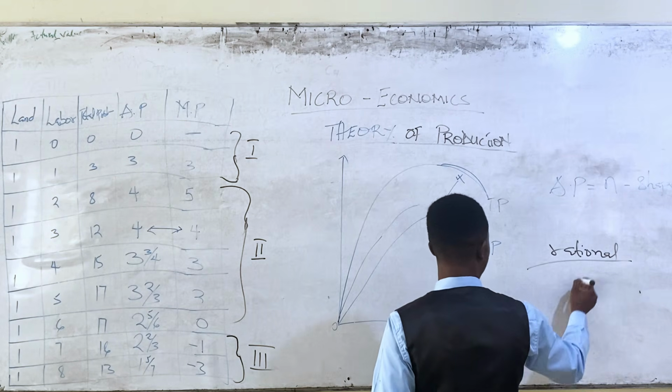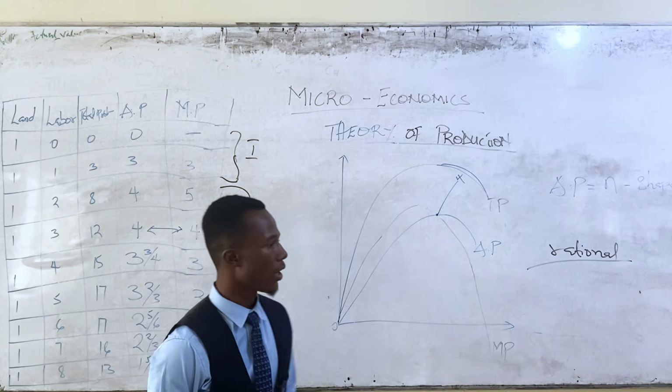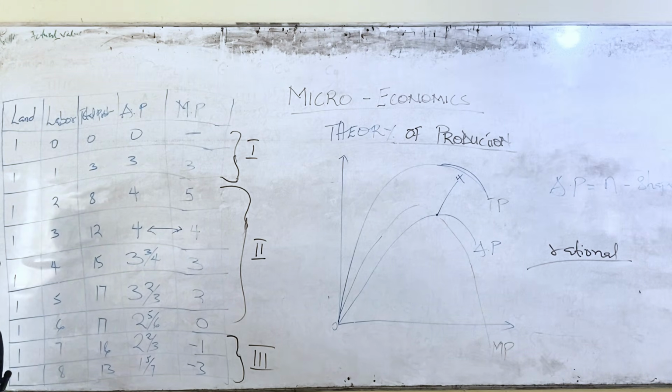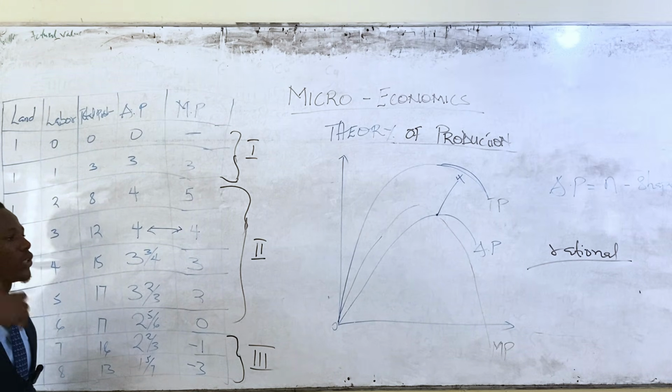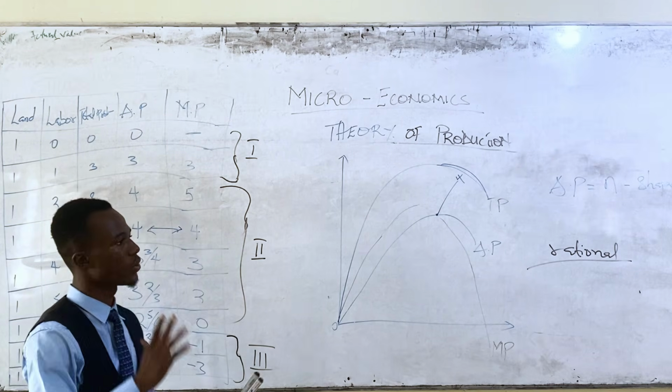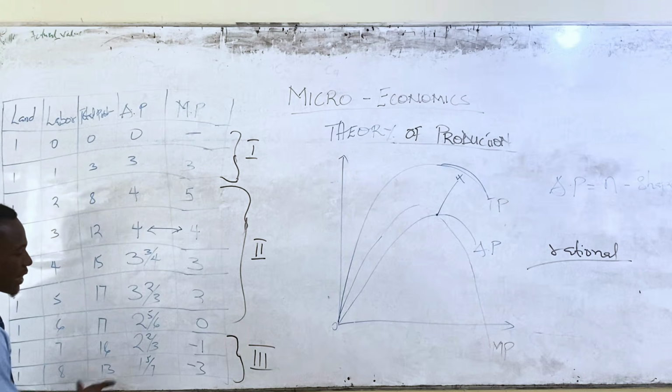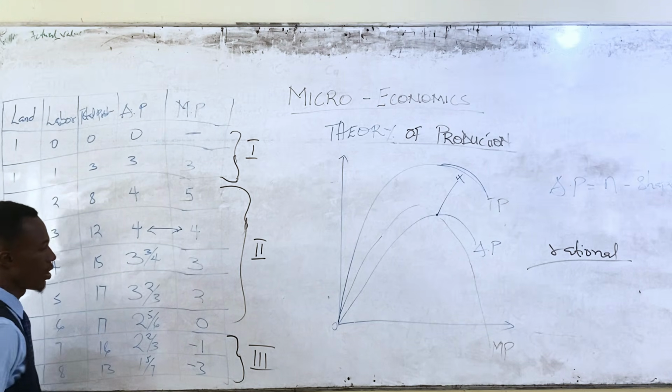Rational. So whenever you see rational in economics, it means we are talking about what? All other things being what? Equal. Someone who is very sound and someone who has what? Someone who is business minded will not produce in the third stage. That is what we mean.